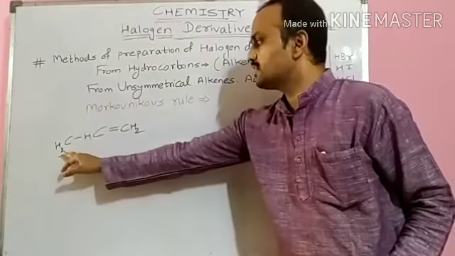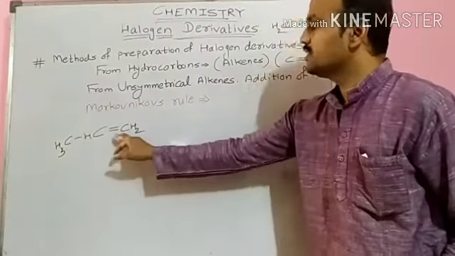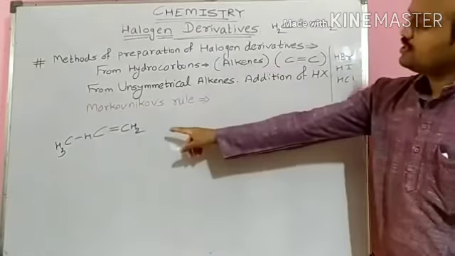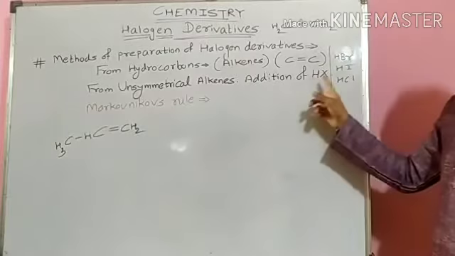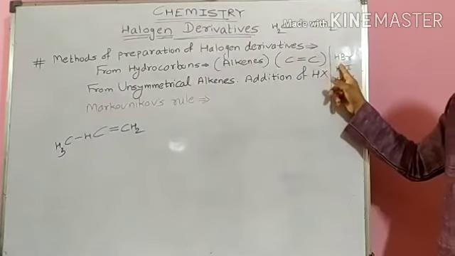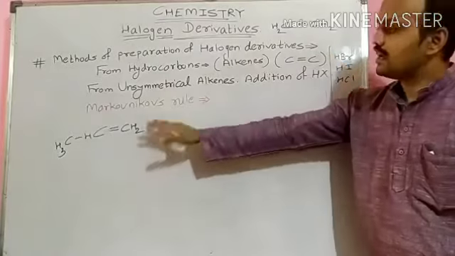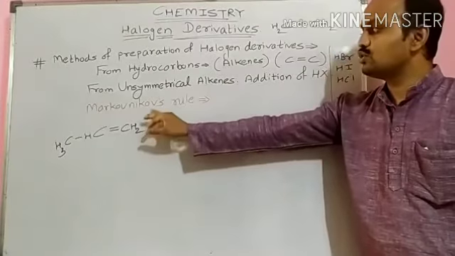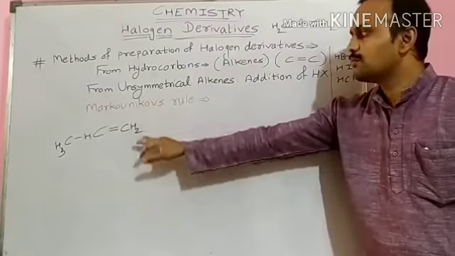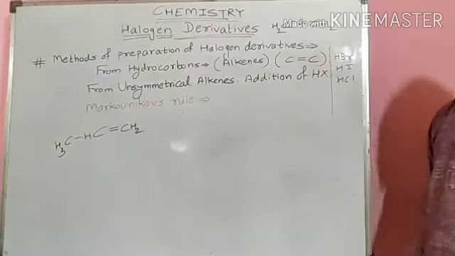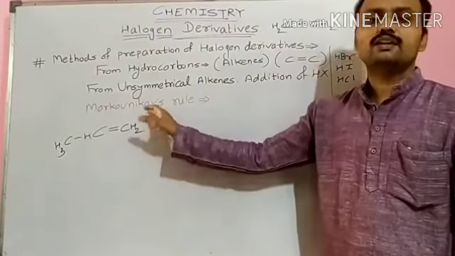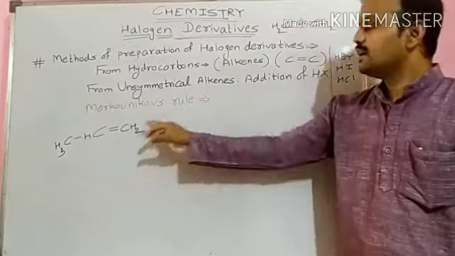On the left hand side there are two carbon atoms, on the right hand side there is one carbon atom, or vice versa. In such an unsymmetrical alkene, addition of hydrogen halide takes place, and this addition takes place according to Markovnikov's rule. This is a very interesting rule, students. Now I'll explain the statement of Markovnikov's rule, and then we will see the example and product.